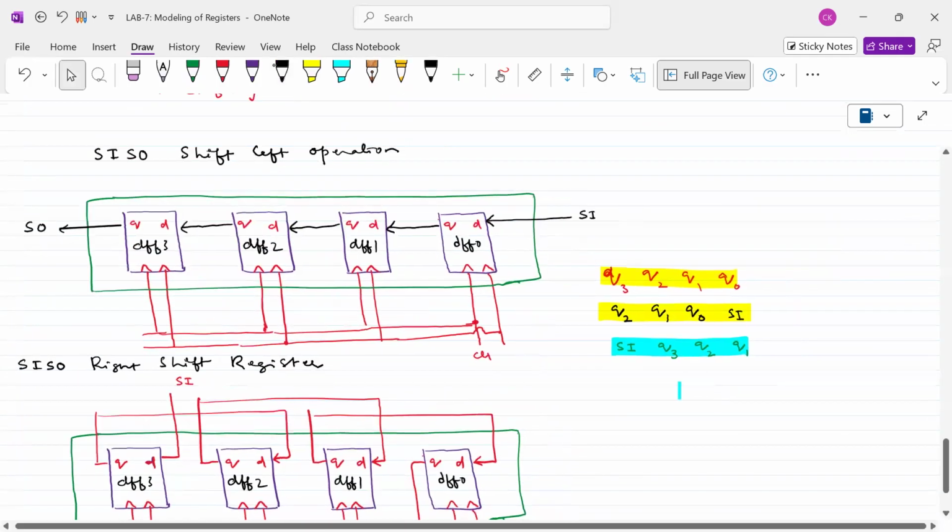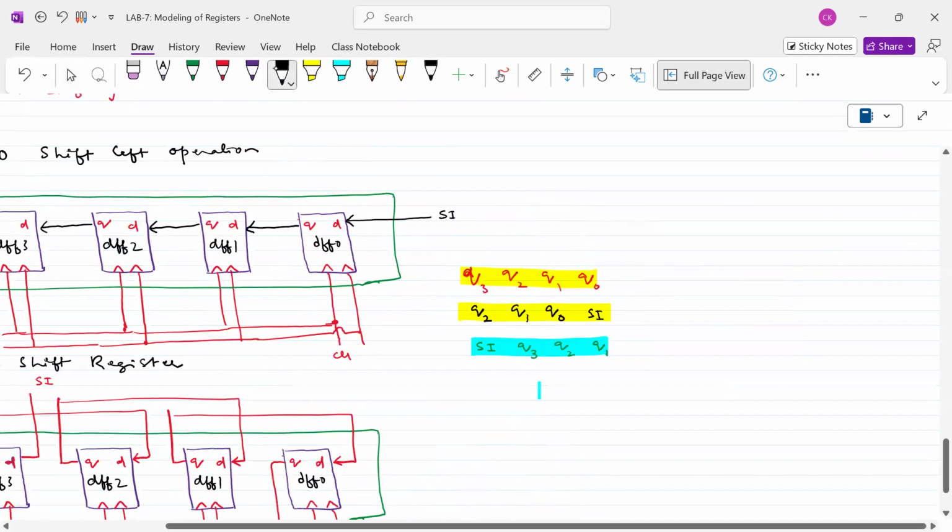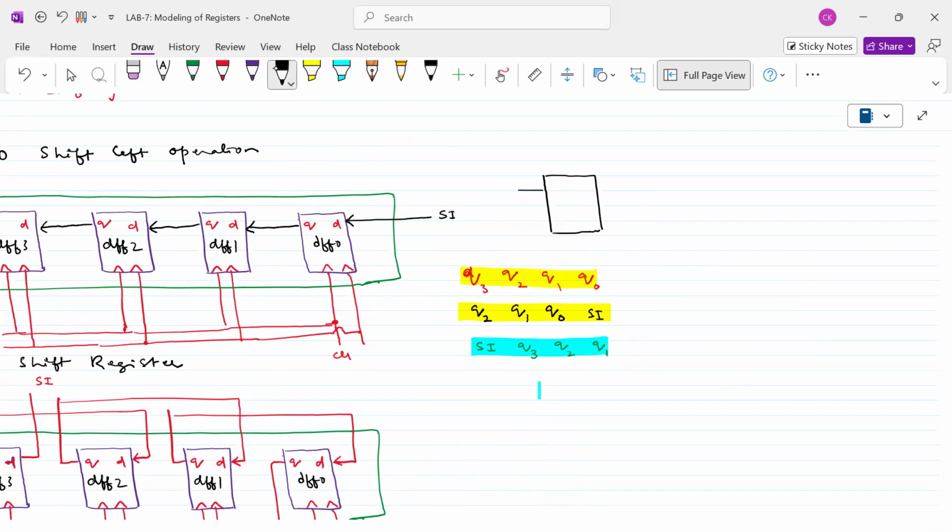So what is the block diagram for this one? The top level module for this is something like this. We have data here, which is actually serial in. We have data at the serial out. And this is called the clock signal. This is called the reset signal. So the question is, how many clock signals are required to send the serial in data and transfer it as serial out data? I'm not mentioning whether this is a 4-bit register or 5-bit register. How many clock signals?